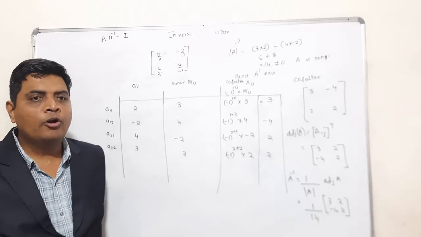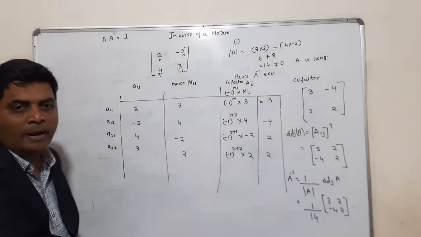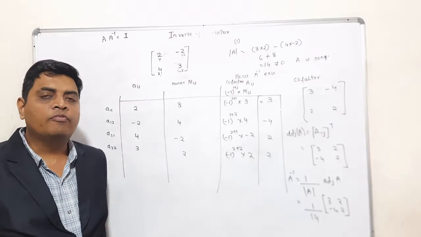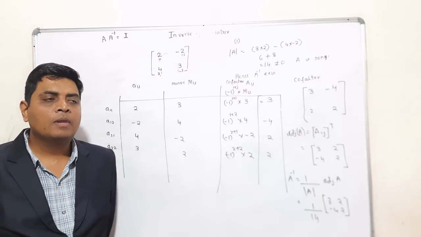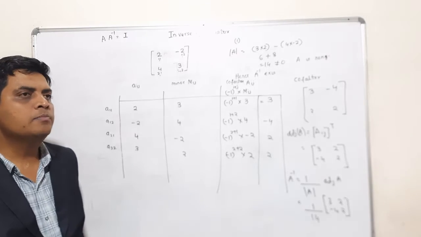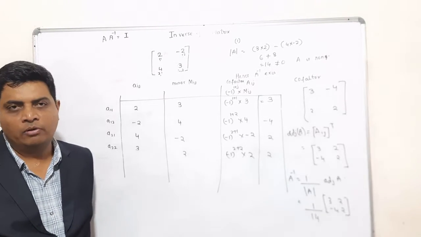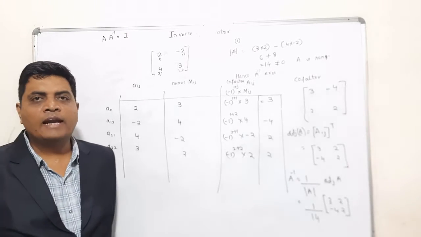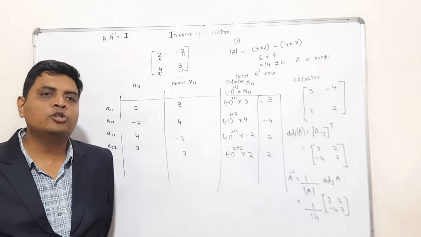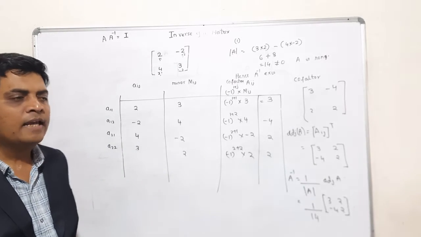In this video, we are going to understand how to find the inverse of a matrix. There are two ways to find the inverse of a matrix. One is by the adjoint method, and the second is by the row transformation or column transformation method. In this video, we will understand how to find A inverse using the adjoint method. First of all, what is an A inverse?